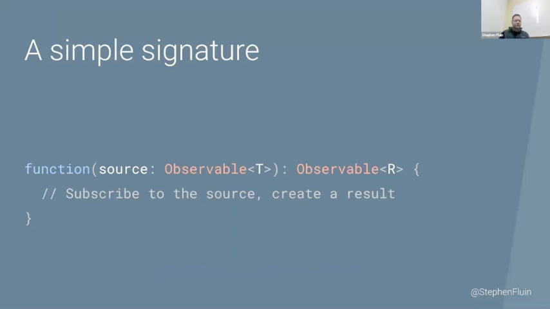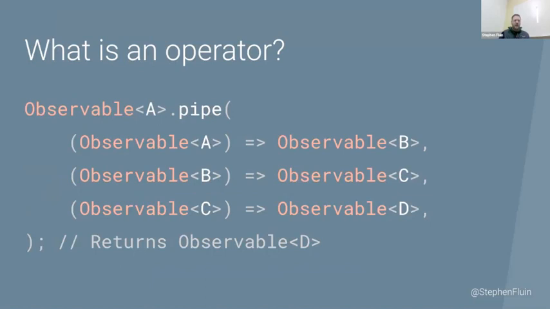It takes in a source observable of some type and returns an observable of another type. So maybe you subscribe to the source and you create a result. And when you chain these into a sequence, what you're actually doing is taking an observable of type A and turning it into B, B into C, C into D, and then at the end of the pipe, you now have an observable of type D.